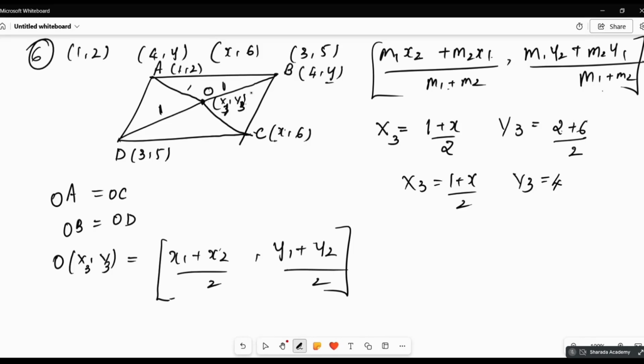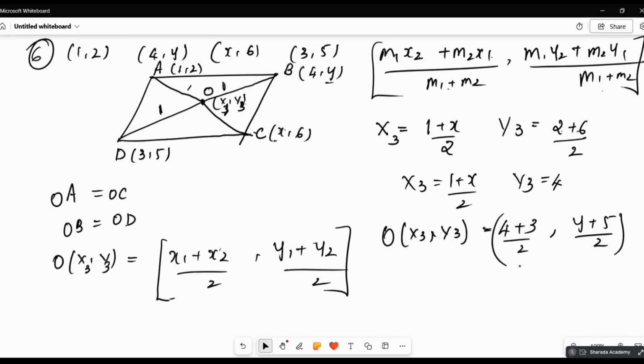Okay, now for BD also O is the midpoint, and that point is the same for both. The O coordinate is the same for both because that is the same point which divides both the diagonals. So now I can write O of x3, y3 is equal to (4 + 3)/2, comma, (y + 5)/2. Correct? Now, this x3 is equal to what? 4 plus 3, 7, 7 by 2. What about y3? That is equal to (y + 5)/2.